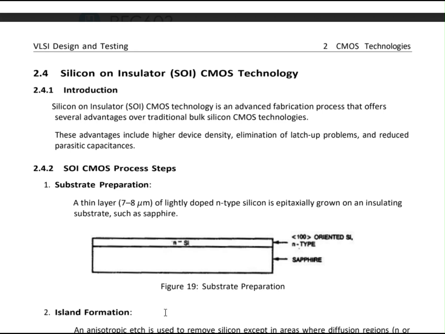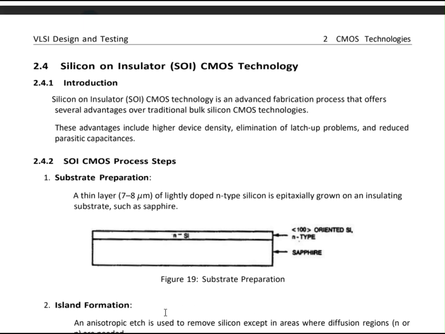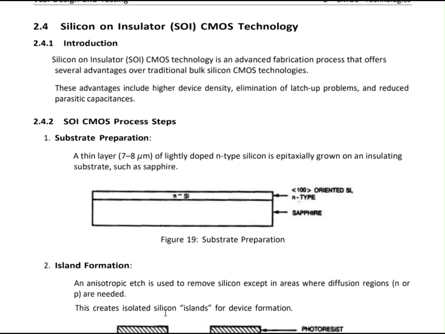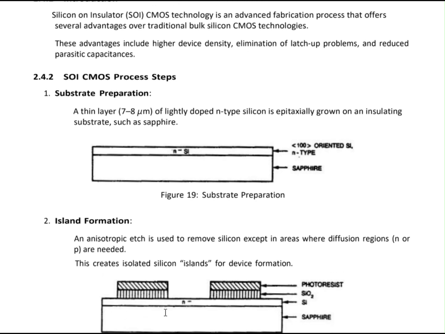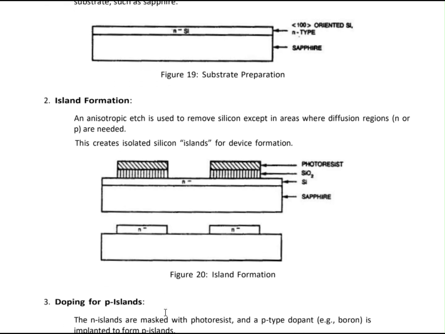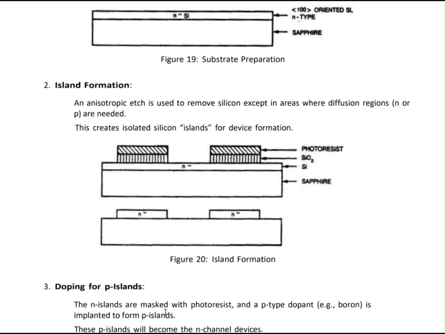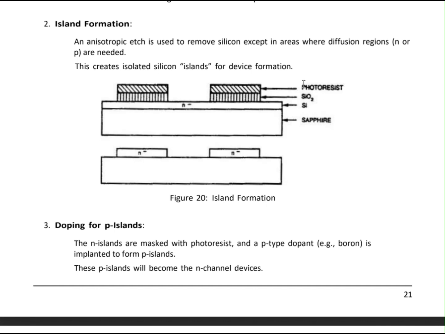Next important topic is SOI CMOS technology, that is silicon on insulator CMOS technology. The steps are the same, but the order in which they occur is different, and also the names of each step are different. Initially it is substrate preparation, in which a thin layer of lightly doped n-type silicon is grown on an insulating substrate. Next step is island formation, in which n or p islands, or the diffusion regions, are formed, along with the formation of photoresist upon the silicon dioxide layer.